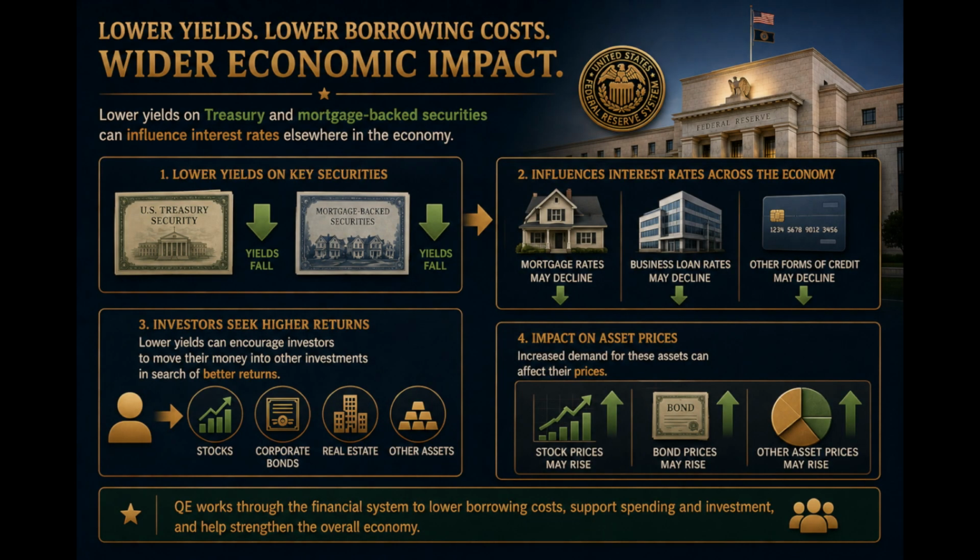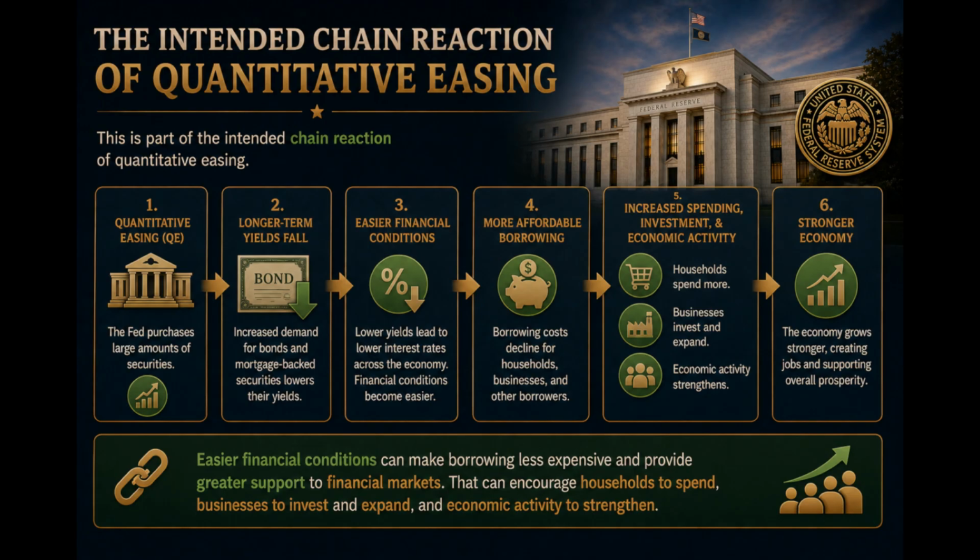Lower yields on Treasury and mortgage-backed securities can influence interest rates elsewhere in the economy. Borrowing costs for mortgages, businesses, and other forms of credit may decline. Investors may also move toward other investments in search of higher returns, which can affect stock, bond, and other asset prices. This is part of the intended chain reaction of quantitative easing. Easier financial conditions can make borrowing less expensive and provide greater support to financial markets. That can encourage households to spend, businesses to invest and expand, and economic activity to strengthen.